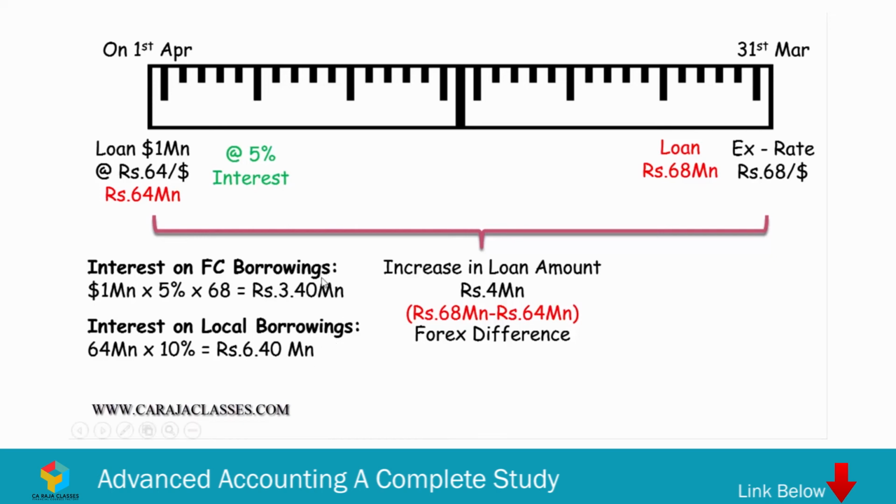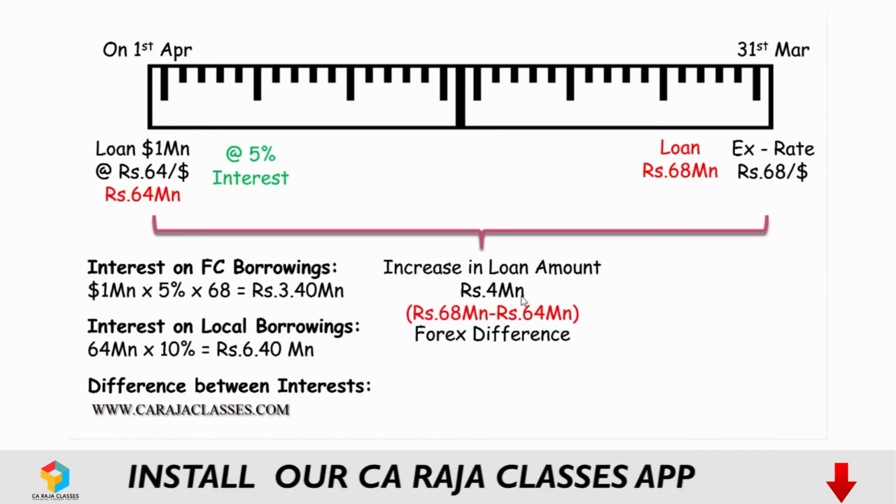Even though you are saving something over here, look at the differences in forex. You are spending more. Around 4 million goes to forex difference itself, but we can say some portion is attributable to interest. Which portion? Look at the difference between interest. Interest on local currency borrowing is 6.4 million. Interest on foreign currency borrowings is 3.4 million. So the difference is 3 million. You thought you saved 3 million. No, that 3 million is loaded here in this foreign currency difference of 4 million.